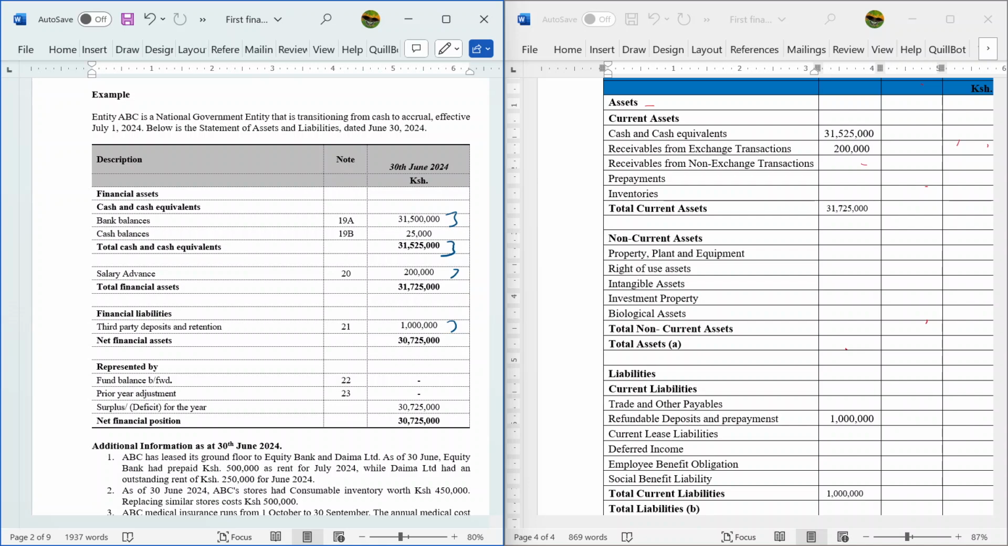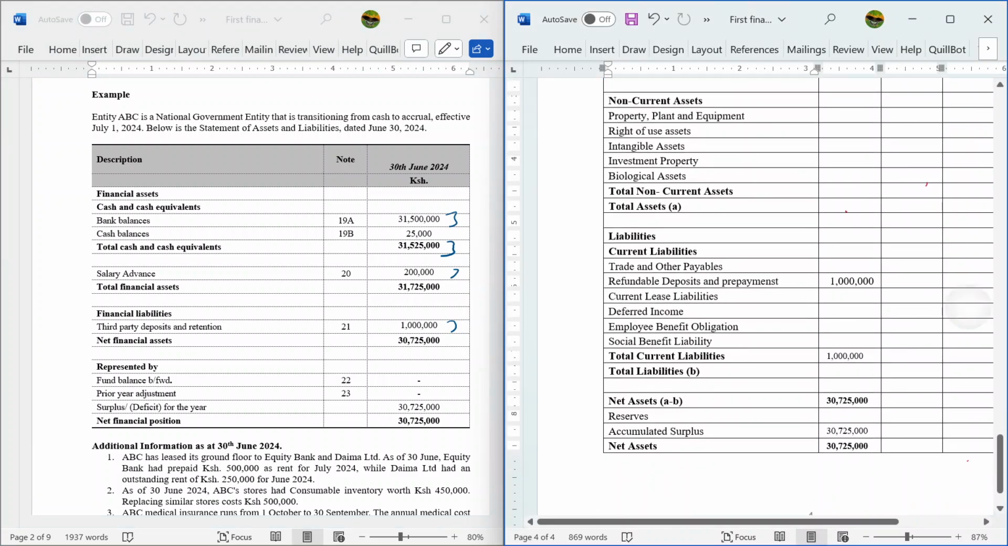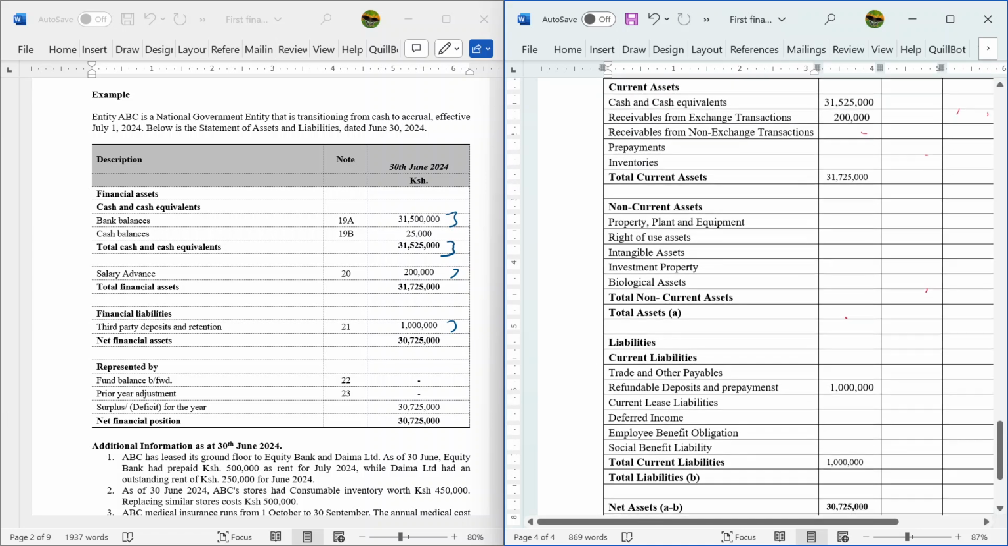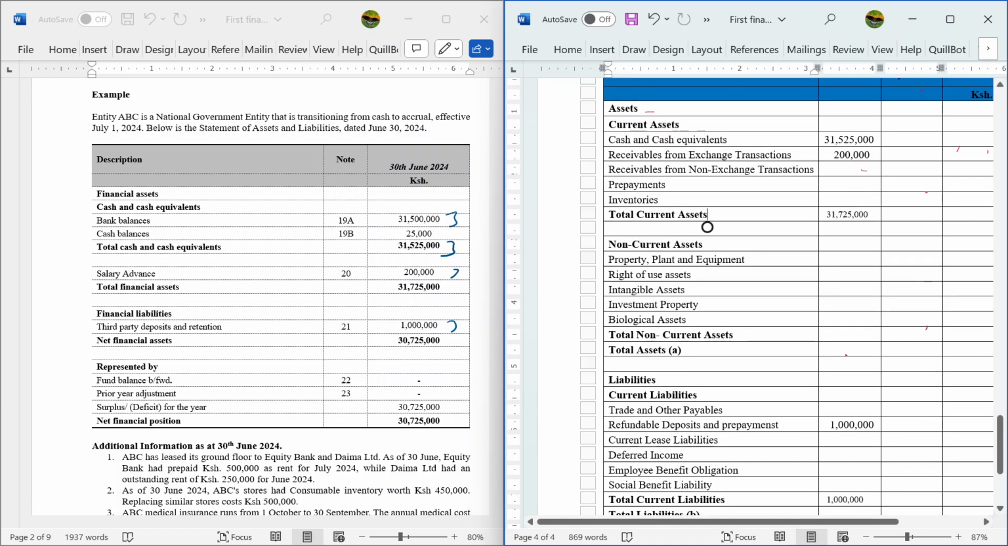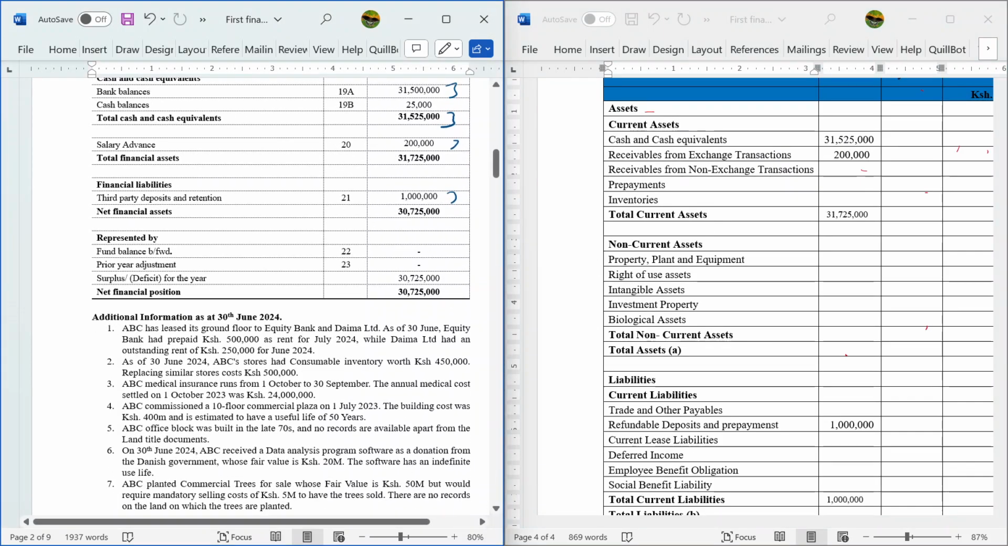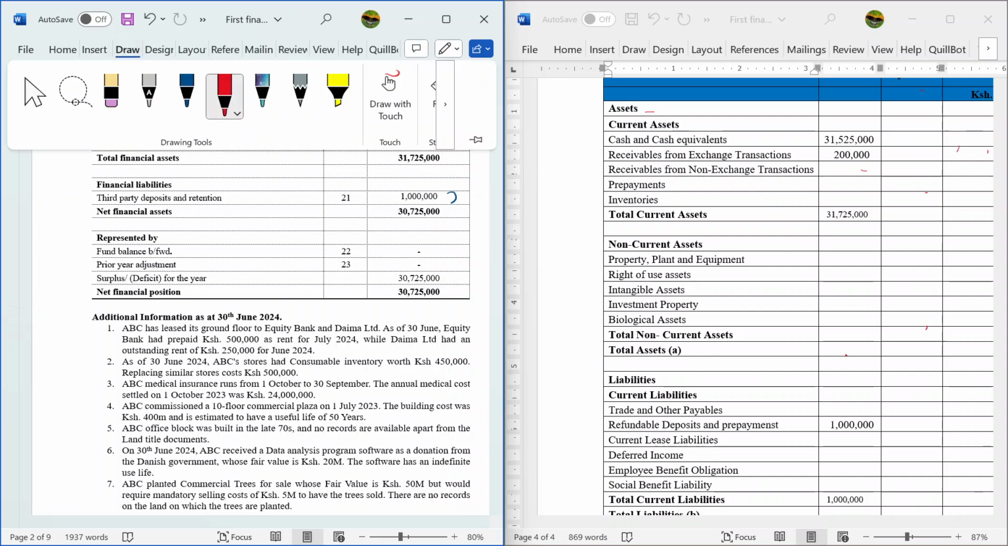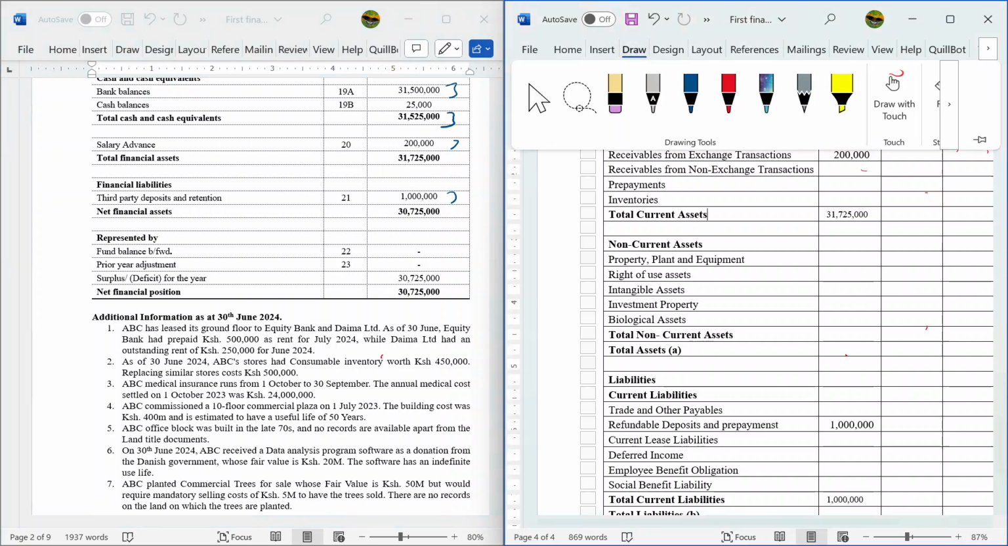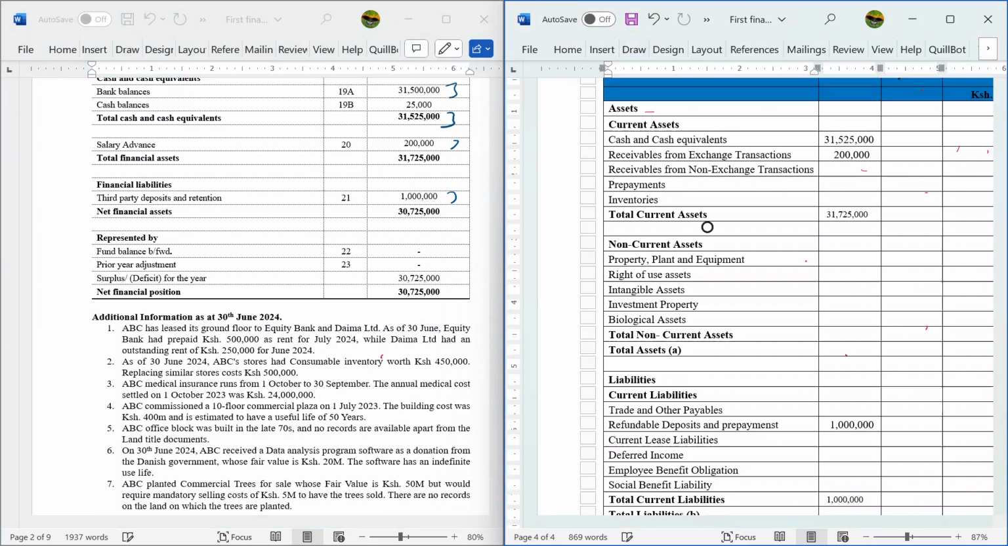So the total assets are 31,725,000, and the net assets are 30,725,000. We already have these figures. This is the additional information, and I will show you how we will adjust using these adjustments.